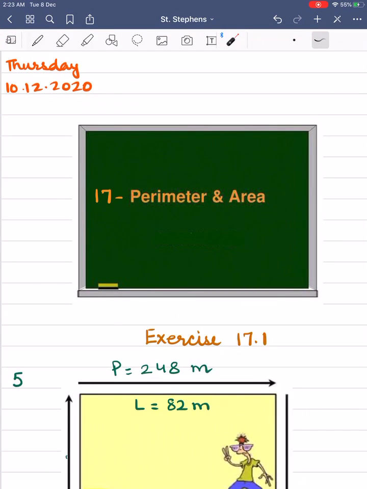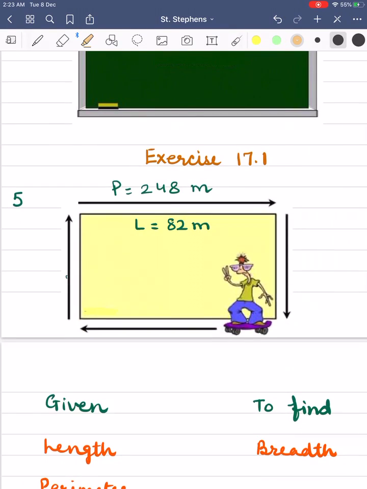Children, let's continue with chapter 17, perimeter and area. Today we are going to do word problems of exercise 17.1.